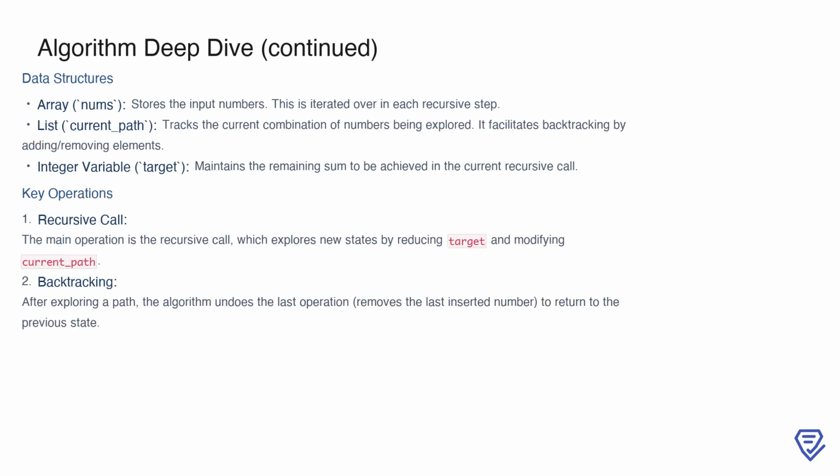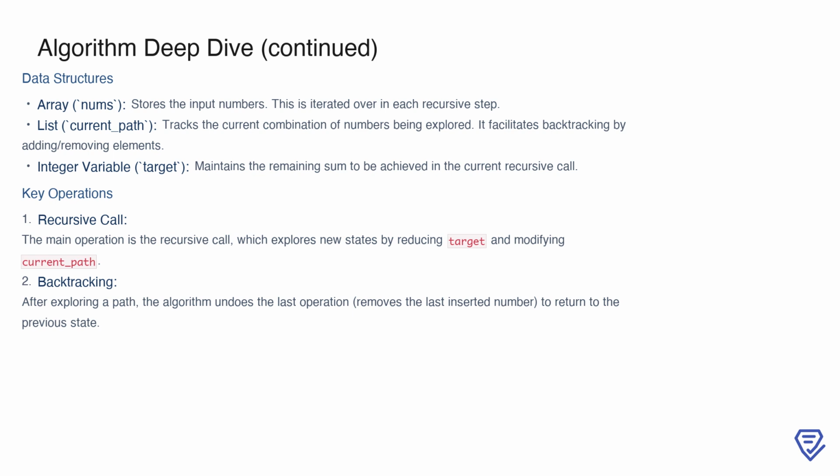To implement this algorithm, we rely on three main data structures. First, the array nums stores the input numbers and is iterated over in each recursive step. Second, the list current_path keeps track of the combination of numbers being explored. This list is modified dynamically by adding and removing elements, which facilitates efficient backtracking. Lastly, we use an integer variable target to represent the remaining sum required to achieve the goal. This value is updated during each recursive call to reflect the reduced target.